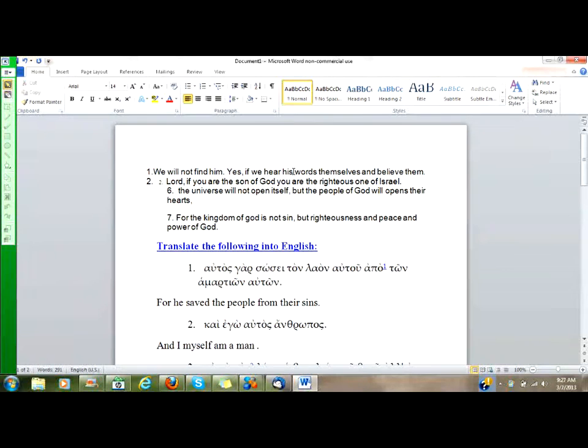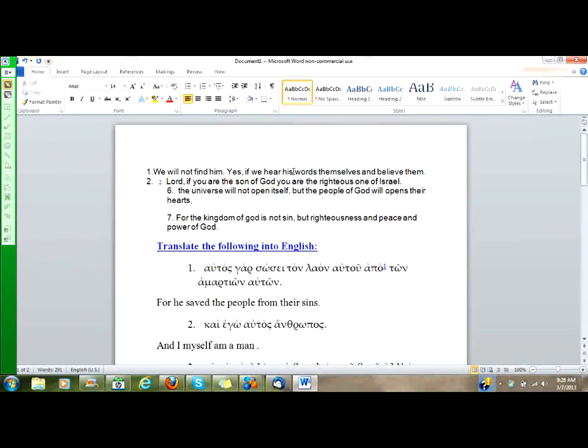Dikaios functions attributively here, but it is a substantive. There is an implied noun. Ho dikaios, the righteous one. In English, in this instance, we really need to supply the word one, because in English, if we said simply, you are the righteous, without an explicit noun, it sounds like we're talking about a plurality, a righteous group of people, the righteous people. And in Greek, of course, dikaios is singular, so we need to supply the word one in order to indicate that singularity. You are the righteous one of Israel.